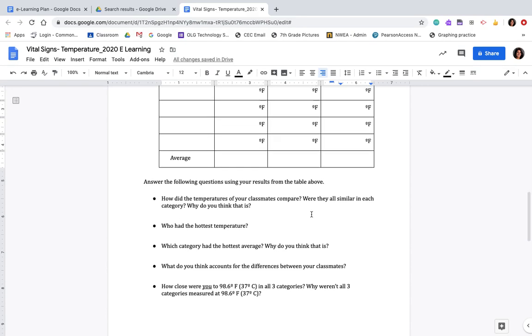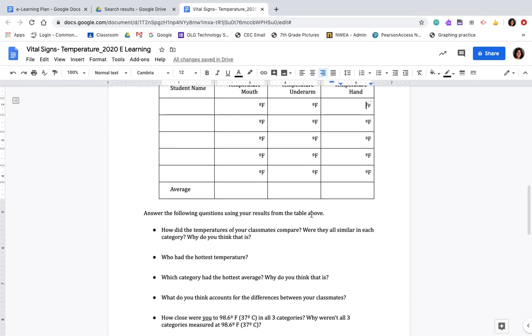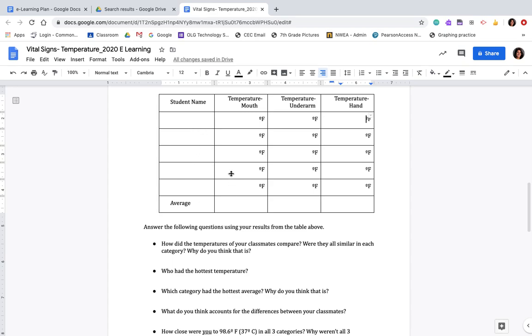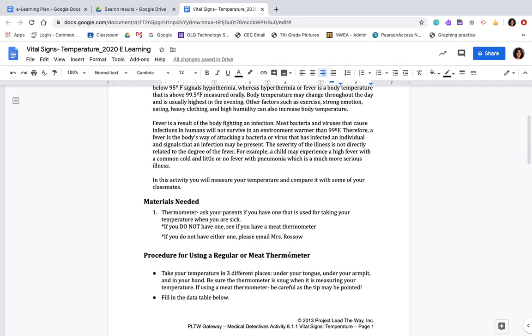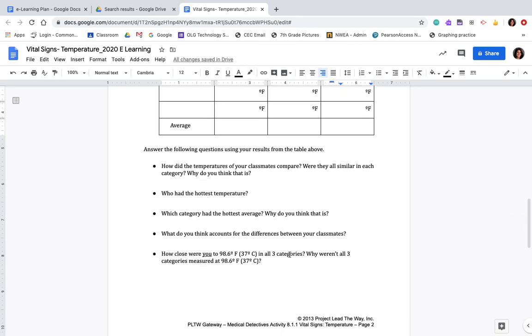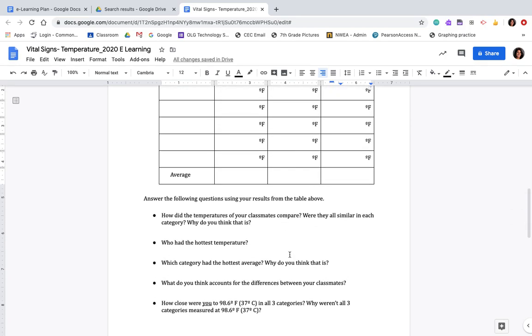First question is, how did the temperatures of your classmates compare? So how were they different? Were they all similar in the mouth category? Were they all similar in the underarm? Were they all similar in the hand? You'll say yes or no, and then why do you think that is? If you don't know why that is, maybe come back up here and look at some things you highlighted to help you.